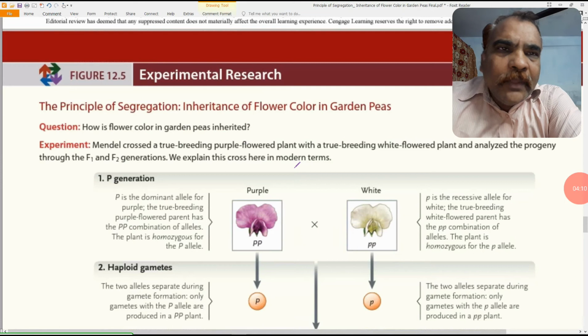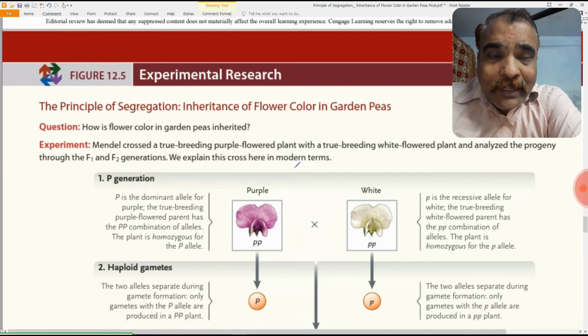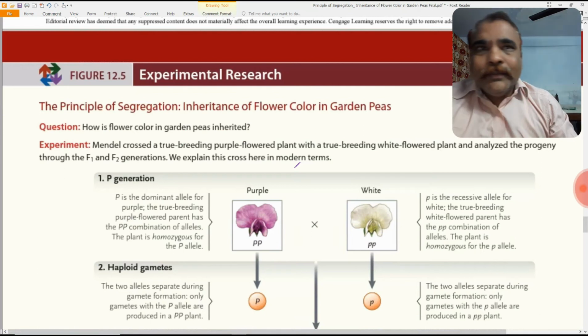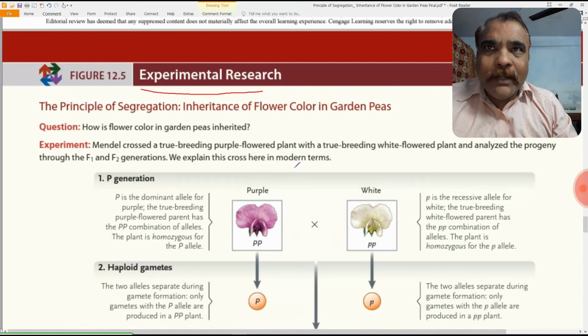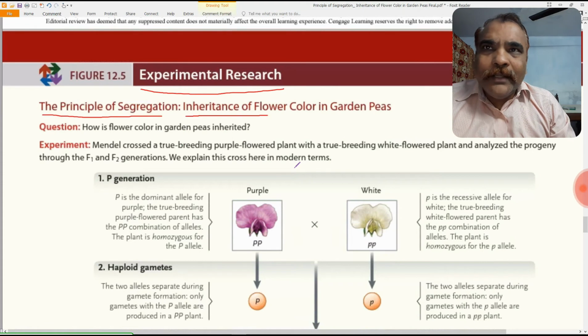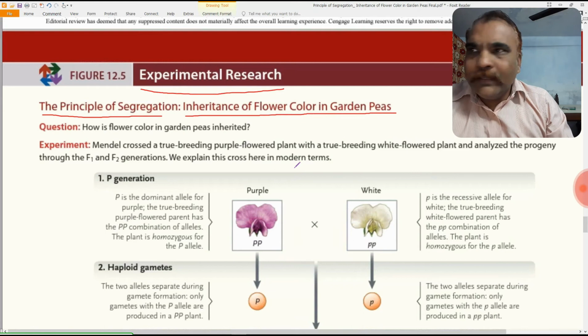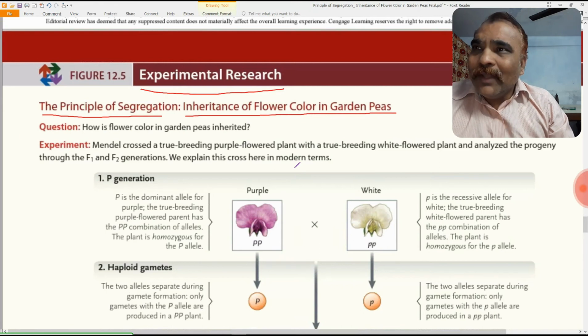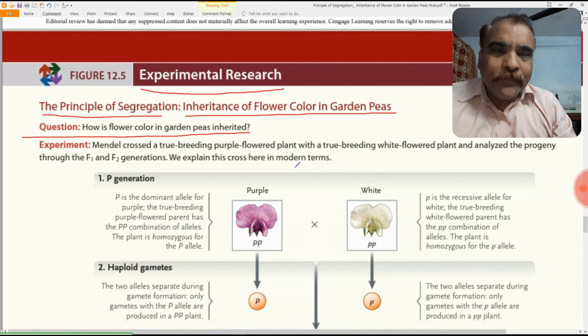Now we are trying to understand Mendel's monohybrid cross for pea plant flower color. So here you see figure 12.5. Here it is written: experimental research, the principle of segregation, inheritance of flower color in garden peas. This is the title of our lecture. Now the question: how is flower color in garden peas inherited?